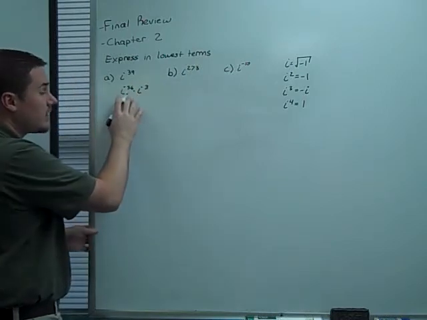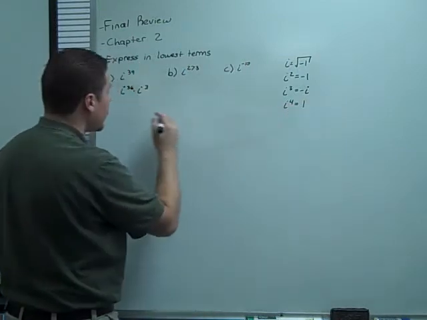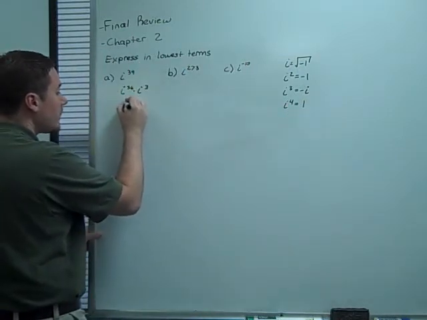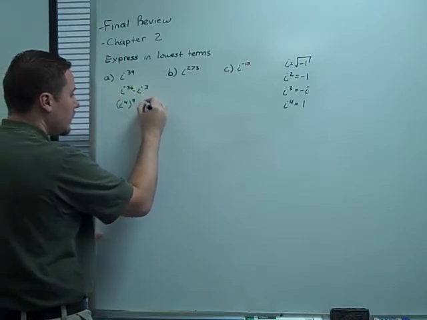Well, i to the 36th. Why did I choose 36? Because it's a multiple of 4. And i to the 4th is 1. So we could write this as i to the 4th to the 9th times i to the 3rd.